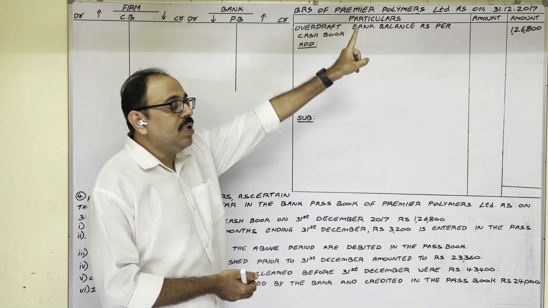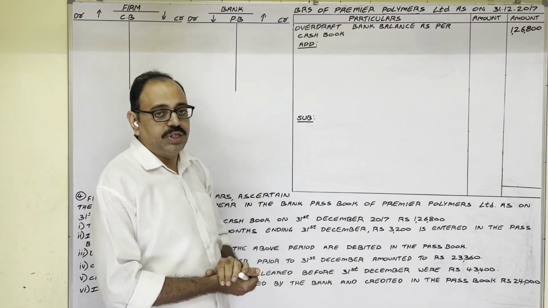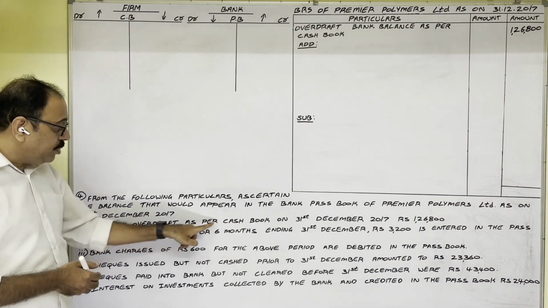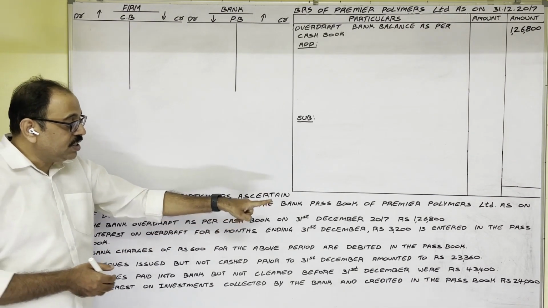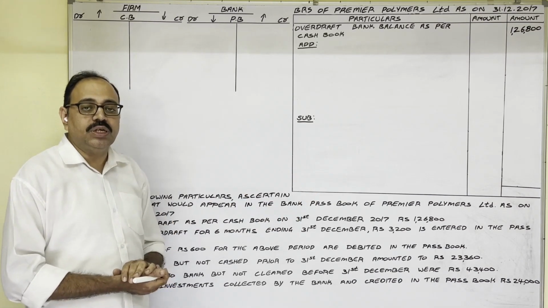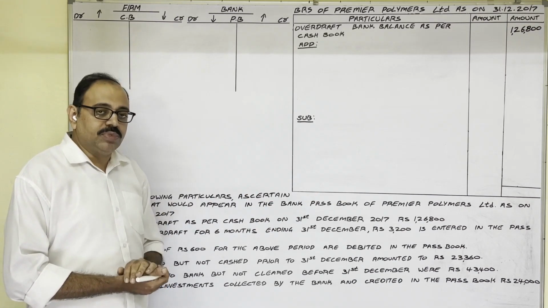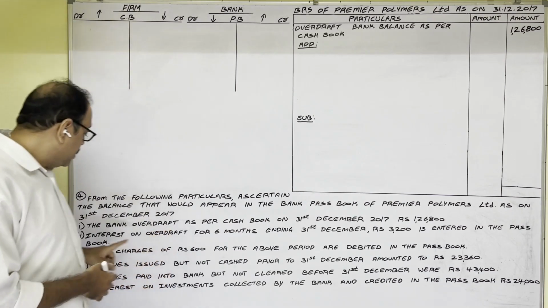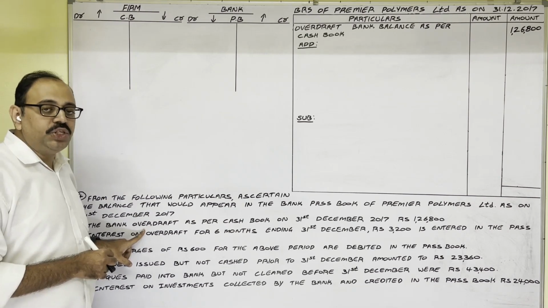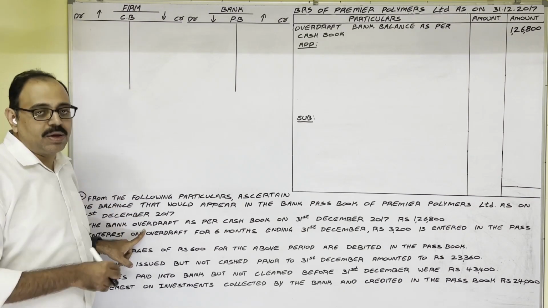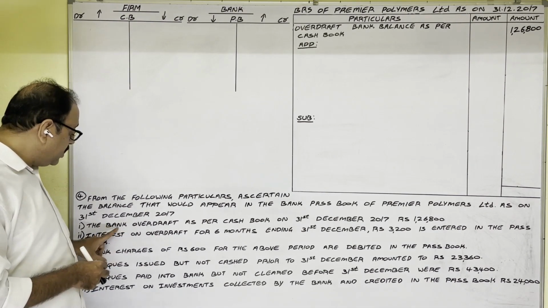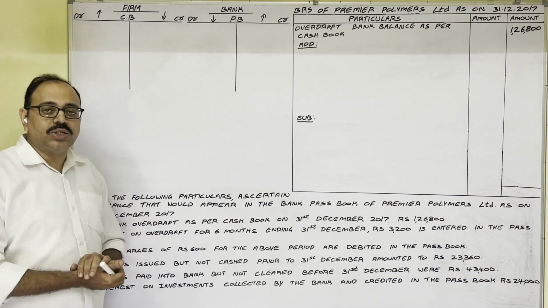Particulars, inner column amount, outer column amount. First point: the bank overdraft as per cash book on 31st December 2017 is 1,26,800 rupees. In the first three problems, if you recollect, they gave only the word balance, so we assumed it is a favorable bank balance. But here he is clearly mentioning that this is an overdraft bank balance.